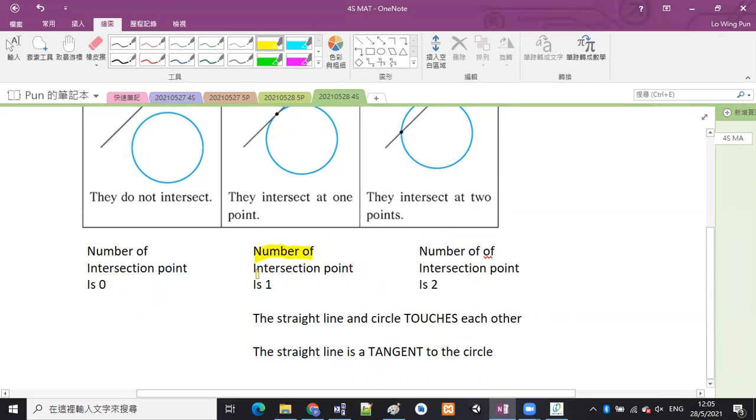Number of intersection point is 1, which means that they touch each other, and the straight line is called a tangent to the circle.